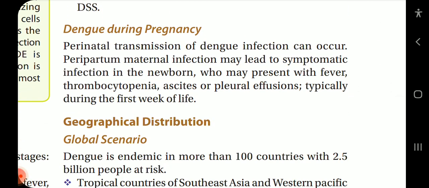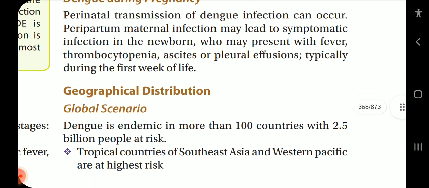Dengue during pregnancy. Perinatal transmission of dengue fever can occur. Peripartum maternal infection may lead to symptomatic infection in the newborn, who may present with fever, thrombocytopenia, ascites or pleural effusions, typically during the first week of life.